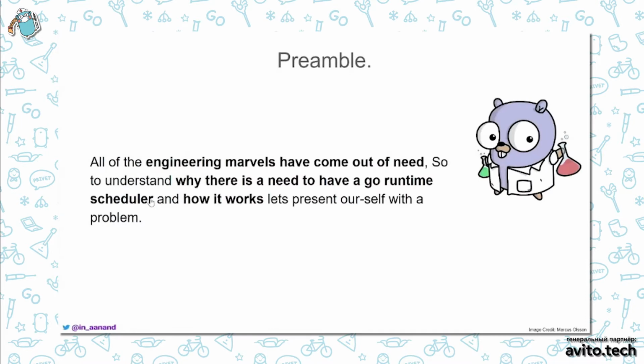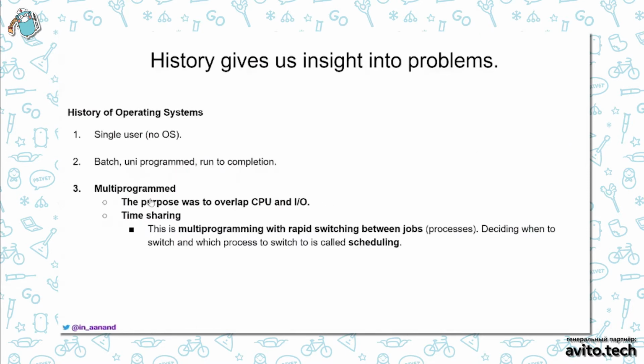To understand why there is a need to have a Go runtime scheduler and how it works, let's time travel a bit to the history of operating systems and present us with a problem. So first we had a single-use operating system. Then came the batch programmed operating system. Then finally we had the multi-programmed one, a variant of which we use today, also known as the time-sharing machine. The main purpose of this multi-programmed system was to overlap CPU and I/O.